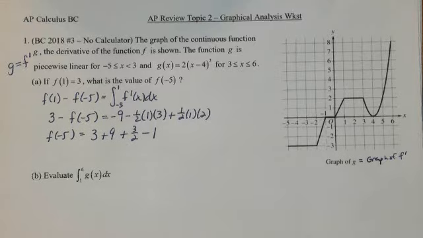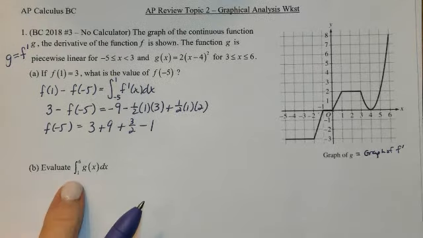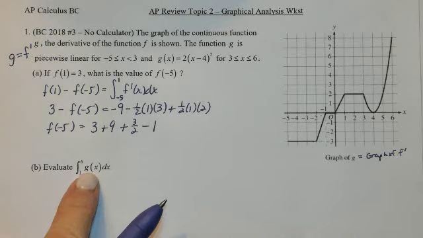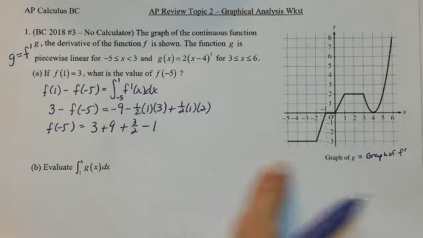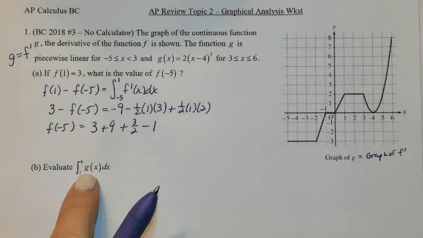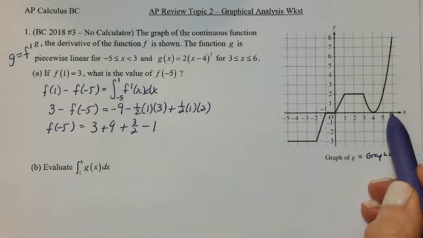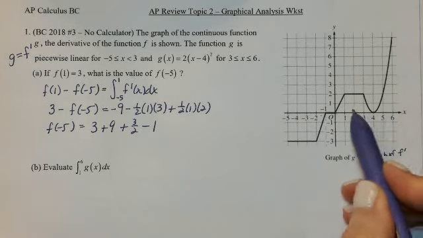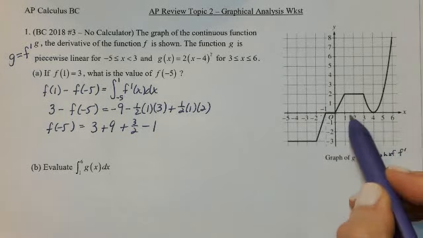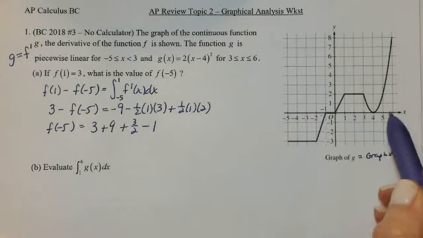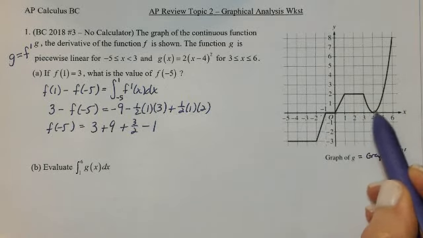Okay? All right, part B. Evaluate the integral from 1 to 6 of g of x. Well, this is the graph of g, and I just want the area from 1 to 6 right there. So I'm looking from 1 to 6. I need the area under that curve. Okay? From 1 to 3, I can just count squares. From 3 to 6, I'm going to need to set up a little integral for that.